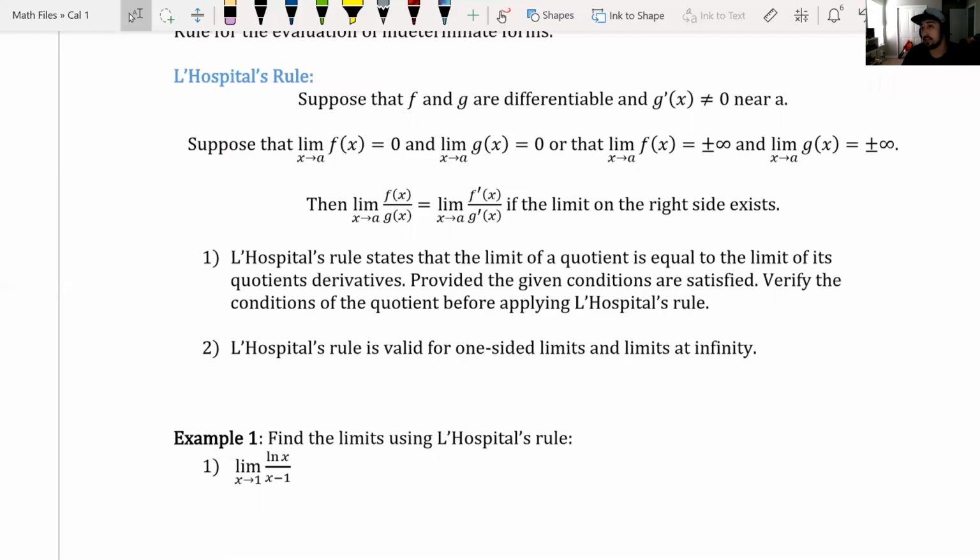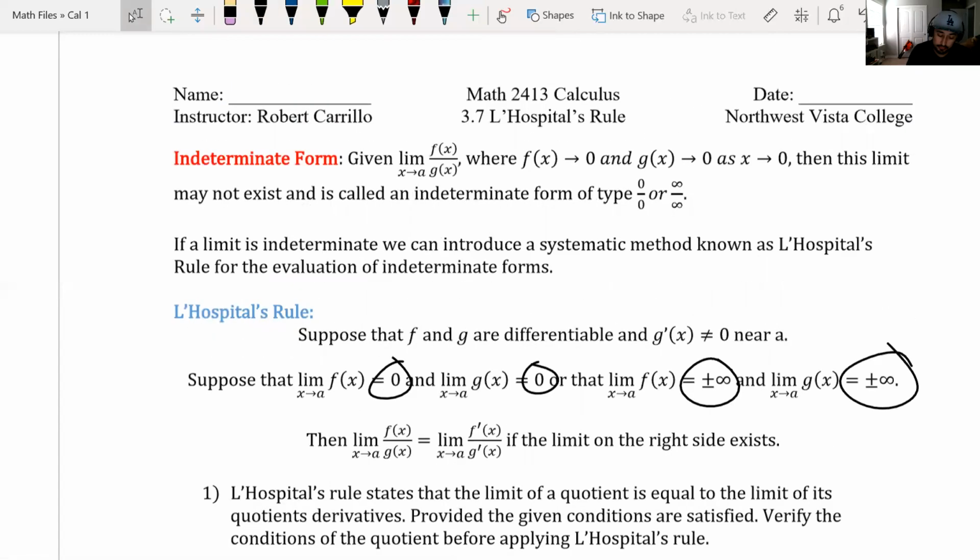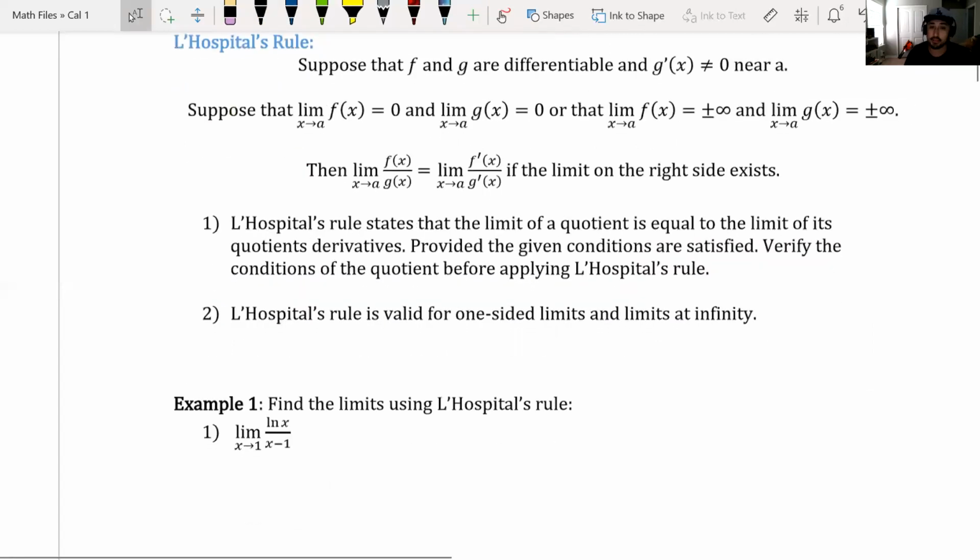So what this says is everything I just told you about a minute ago. In order to use L'Hôpital's rule, the numerator must be 0 and the denominator must be 0. Or the numerator must be plus or minus infinity and the denominator must also be plus or minus infinity, because these are indeterminate forms. And if they are indeterminate forms, this means we get to use L'Hôpital's, which means you get to take the derivative of the numerator and you get to take the derivative of the denominator separately.